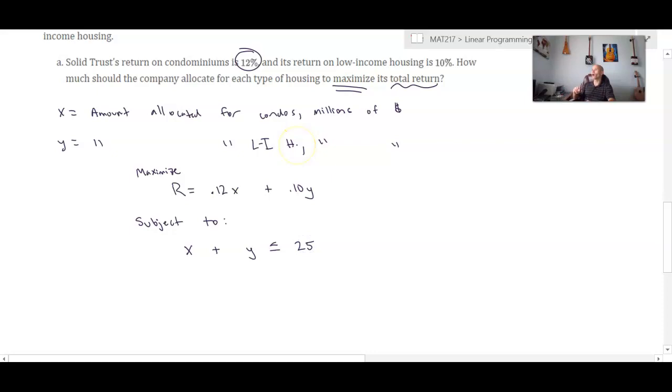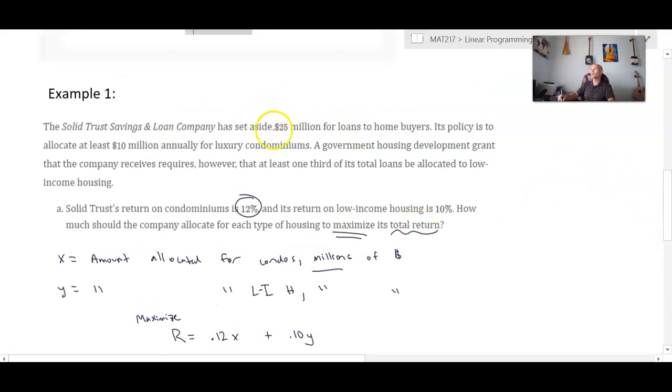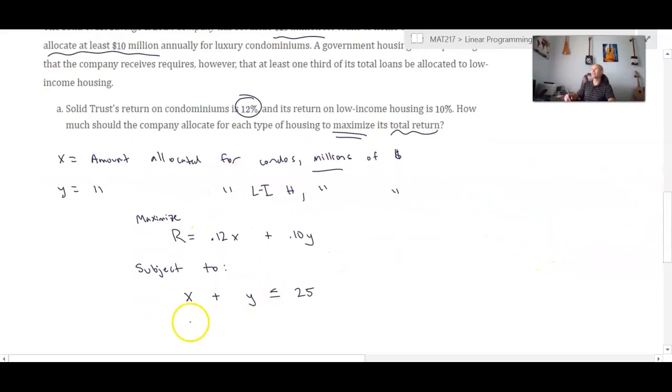Now, since X and Y are already numbers that reflect millions, so if X was 5, that would mean 5 million, we don't need to type out or spell out 25 million. We can just say 25, and that's already in millions. So there's that first constraint. Its policy is to allocate at least 10 million for luxury condominiums. So that means how big X is. X is going to be at least, meaning at minimum, 10, but it could be more than 10 million. So we'll say X is greater than or equal to 10.